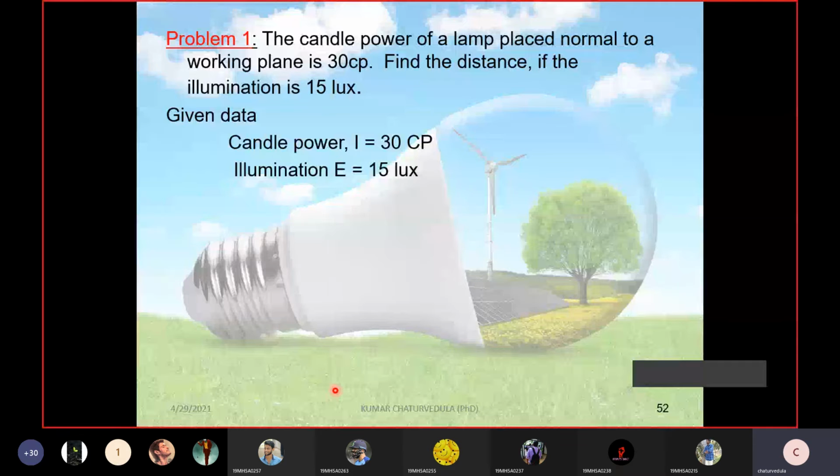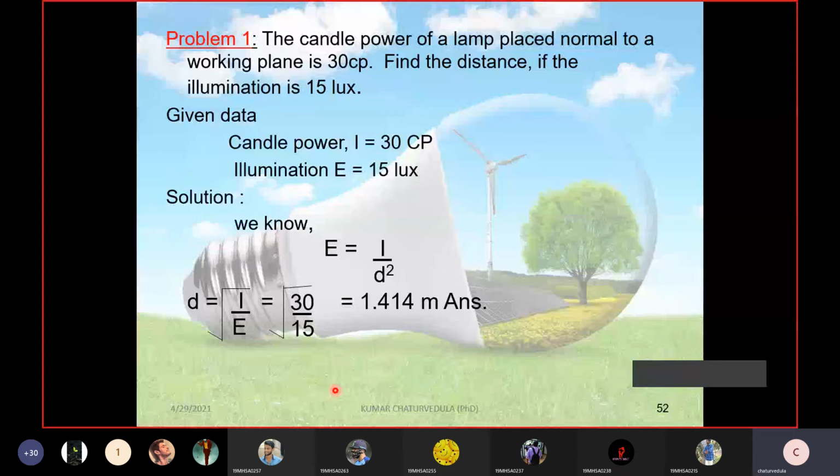And solution: we know that E is equal to I by D square. We have the value of I and the value of E. We have to calculate only D. So D is equal to root of I by E, that is root of 30 by 15, root 2. So it is nothing but 1.414 meters. Those students, if you want to note down this problem, you can note it down.